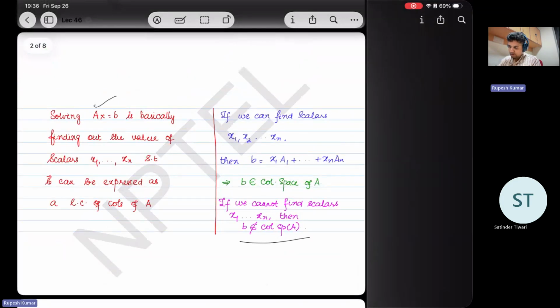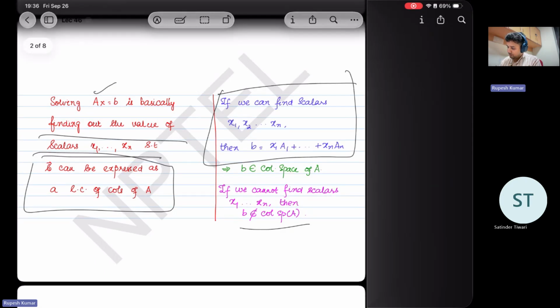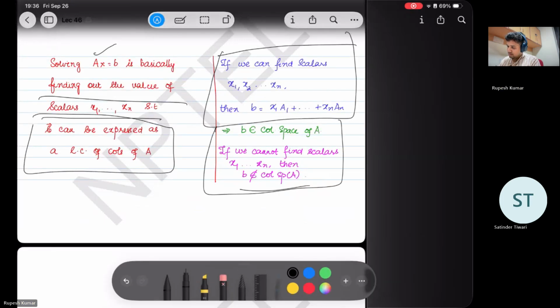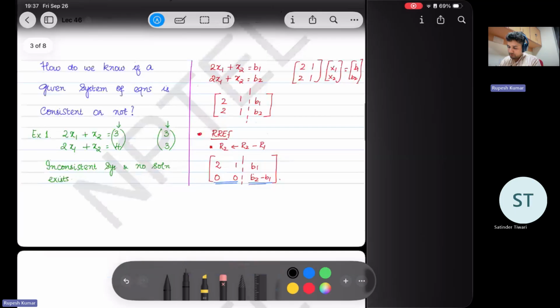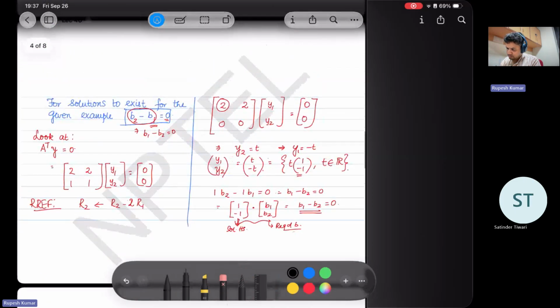If you try to solve Ax equals b, you are basically finding the values of scalars x1 up to xn such that b can be written as a linear combination of the columns of A. If we can find such scalars, then b can be written as a linear combination. If we cannot find them, then b cannot be written as a linear combination of the span of A, right? How do we know if a given system is consistent or not? You can simply try to solve it and you will see if a solution exists or not, right?